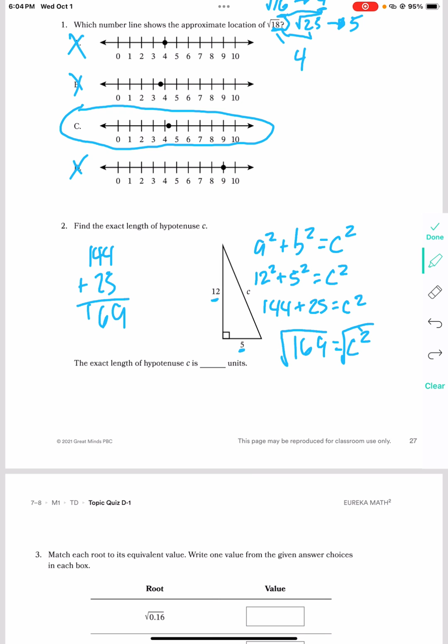So on the side with C, these end up canceling out because a square root sign breaks down something being squared, whether it's a number that's already been squared or something trying to square. So that means C equals, what do you square to get 169? The answer should be 13. That one's pretty simple, pretty easy.